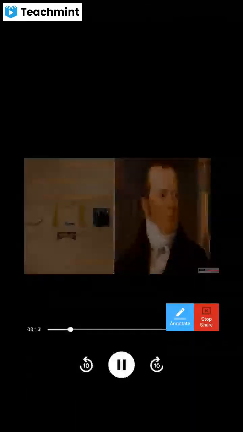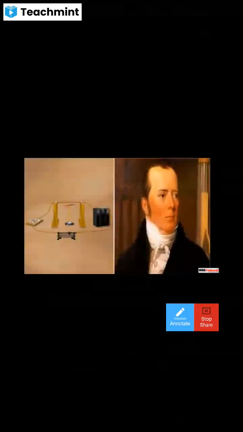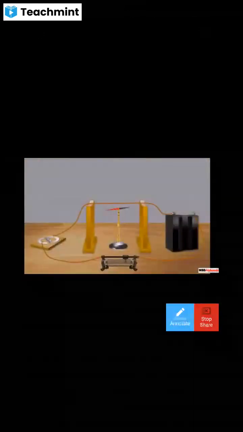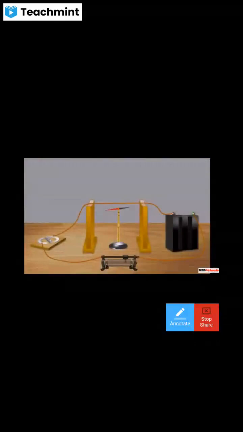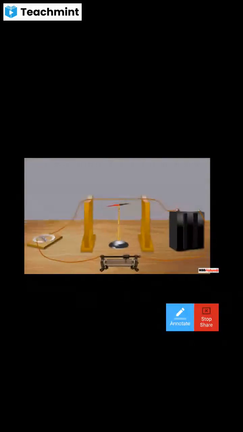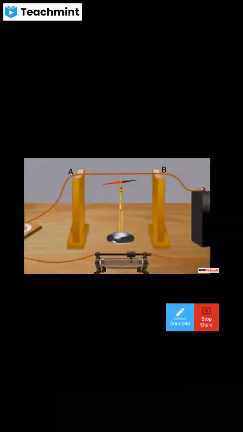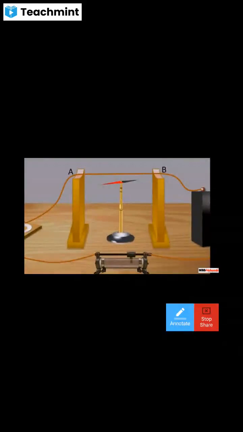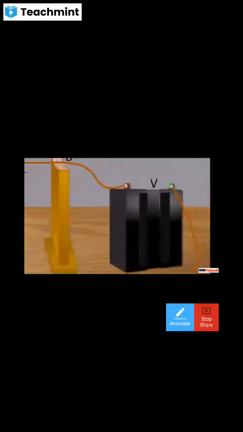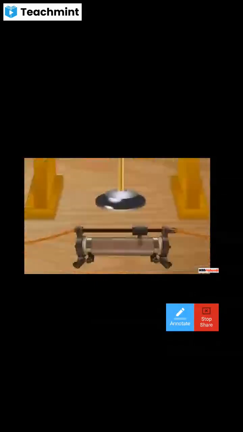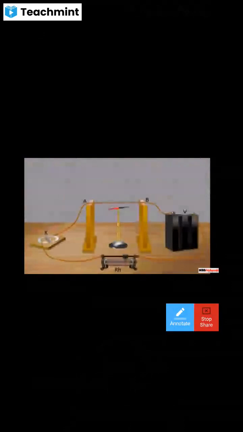Can you hear any sound? No, sir. Can you hear? No, sir. He has taken a battery. He has connected. This is the key. This is the rheostat. Rheostat means it is the variable resistance.